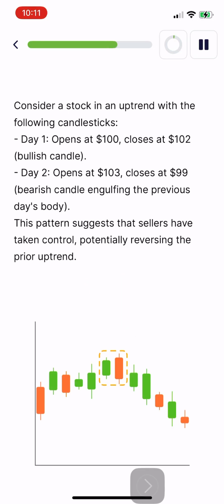Consider a stock in an uptrend with the following candlesticks. Day 1 opens at $100, closes at $102, bullish candle. Day 2 opens at $103, closes at $99, bearish candle engulfing the previous day's body. This pattern suggests that sellers have taken control, potentially reversing the prior uptrend.